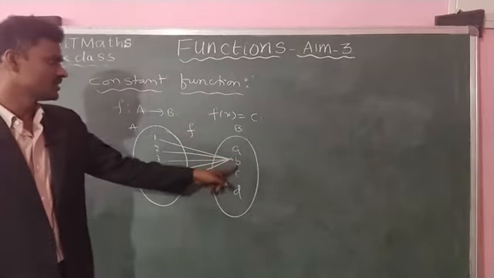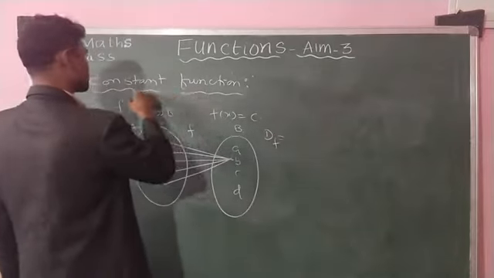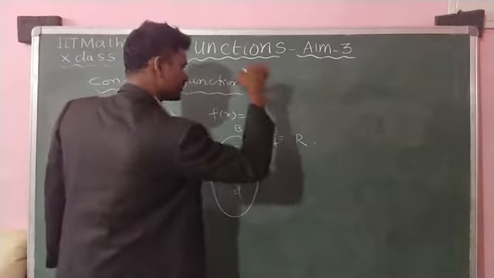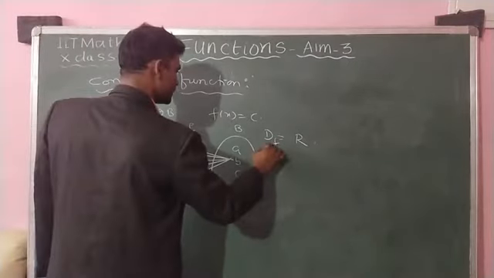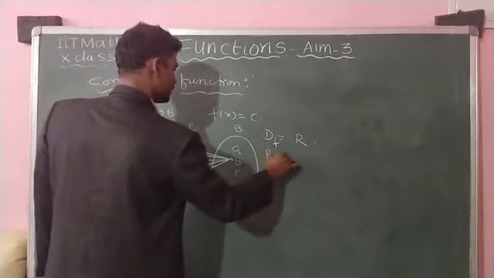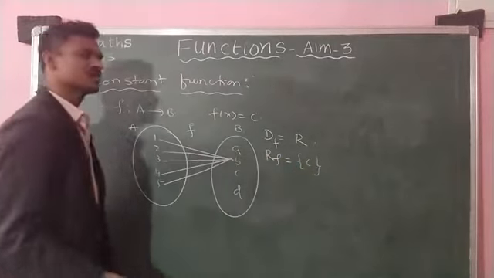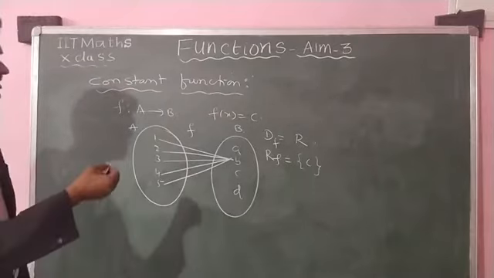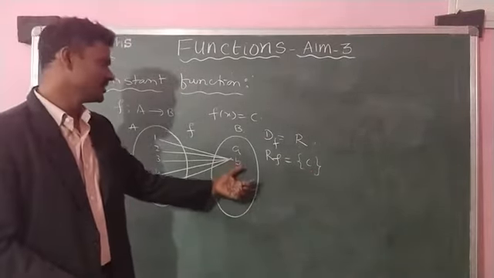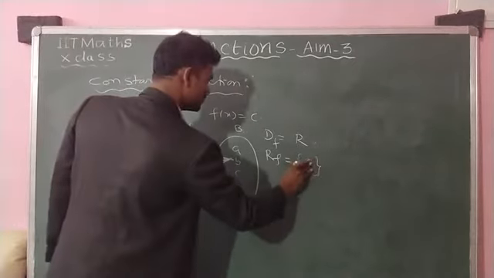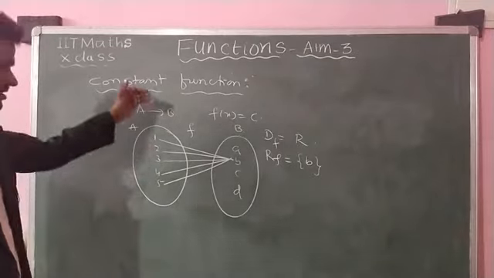Okay, that means the domain of a constant function is R, you can take real numbers, and the range of the function is only a single element. Here c means constant. Whichever element is assigned, that element you can write here. That is the range, only that element. Here, instead of c, you can write b. Okay, understand? This is the constant function.